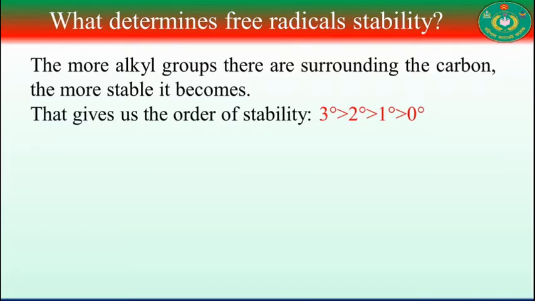So we will get the following order of stability here: 3 degree is more stable than 2 degree, 2 degree is more stable than 1 degree, and 1 degree is more stable than 0 degree free radical. That means the stability order will be 3 degree, 2 degree, 1 degree and 0 degree free radical.